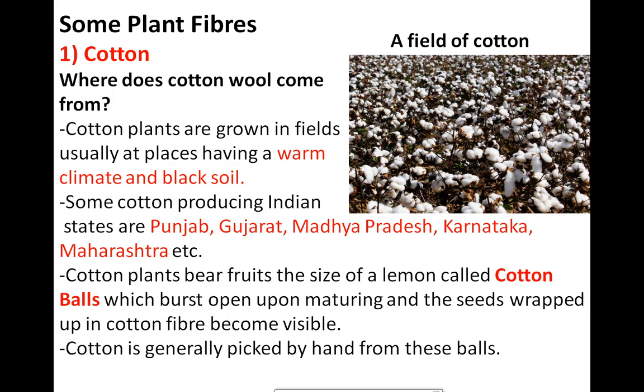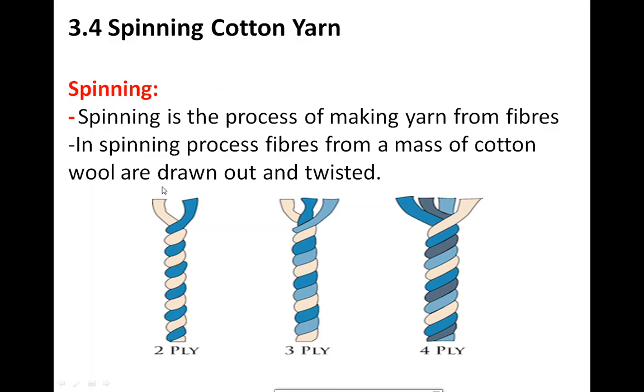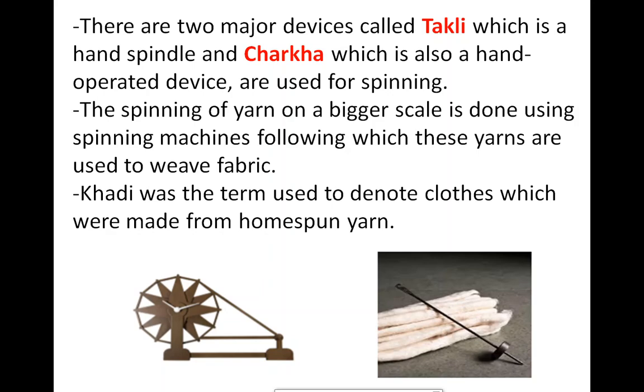So we already get the fiber after the ginning process, then we make our yarn. Now it's time to make a fabric from yarn. Understood about the spinning process? See, making yarn from fibers is called the spinning process, in which fibers from a mass of cotton wool are taken out and twisted. And for that twisting, we use two instruments, two devices: one is the takli and the second one is the charkha. Okay.